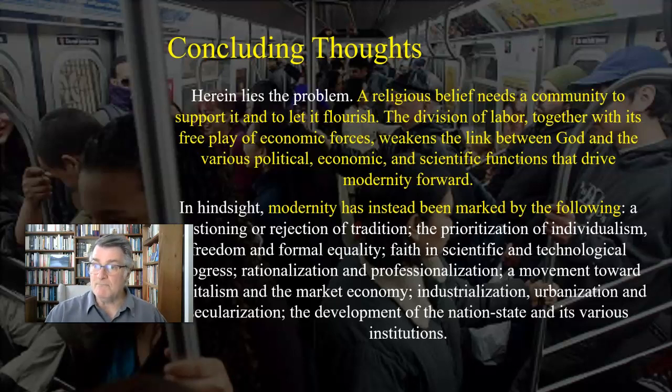So modernity instead does a whole range of other things that are not going to help people and get them to eventually just be confused, right? Suffer in a kind of anomie. So Durkheim says modernity is marked by the following: a questioning or rejection of tradition, that would be postmodernism, the prioritization of individualism rather than the collectivity or the community, individualism, freedom, and formal equality. So there is the idea of economic freedom at the mercy of human freedom. Faith in scientific and technological progress.